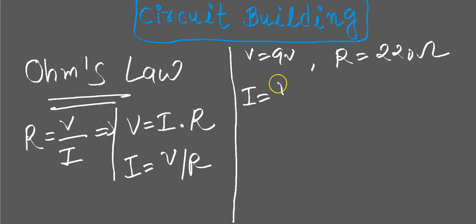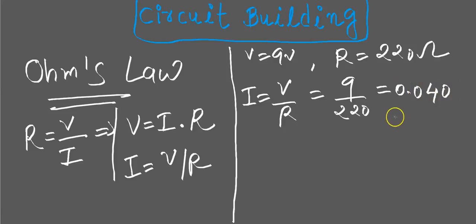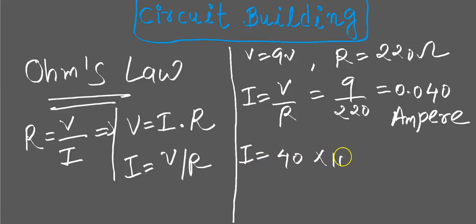My current would be V upon R, which is 9 divided by 220, and this should give me a value of 0.040 ampere, right? Now this 0.040 could also be written as 40 multiplied by 10 raised to power minus 3, or 40 divided by 1000. That is 40 multiplied by 10 raised to power minus 3 amps, or 40 milliamps, because 10 raised to power minus 3 is milli, right?